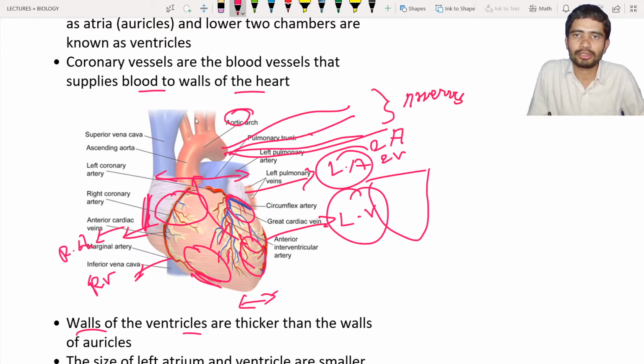So these arteries have thicker walls, and they are elastic and stronger, so as to withstand the pressure which is exerted by the left ventricle.